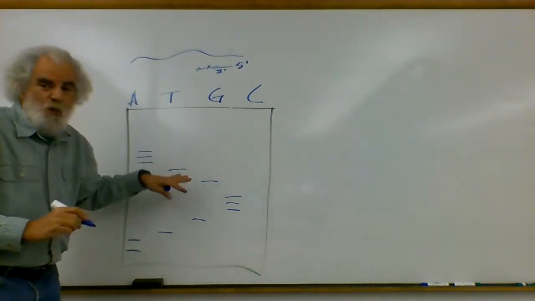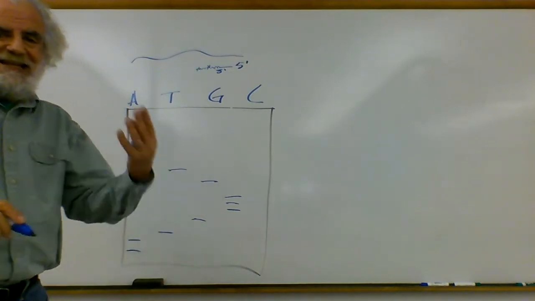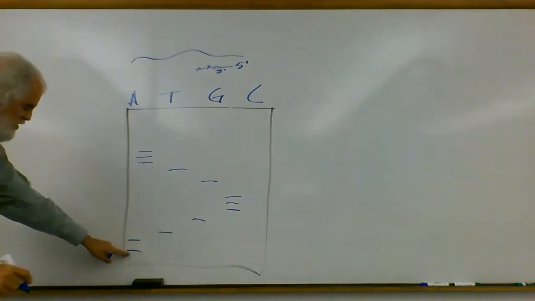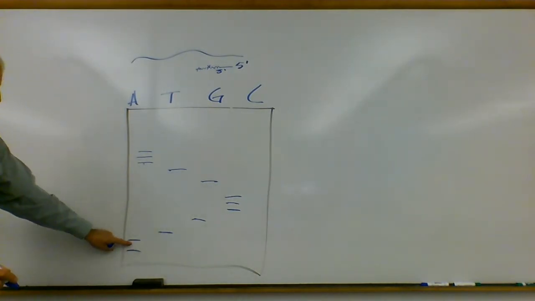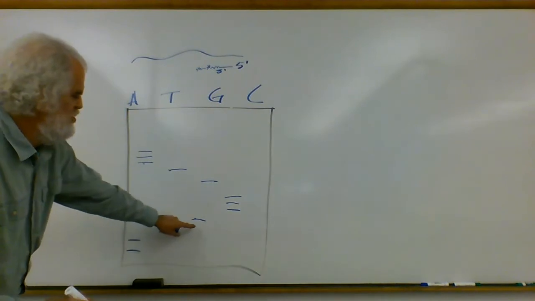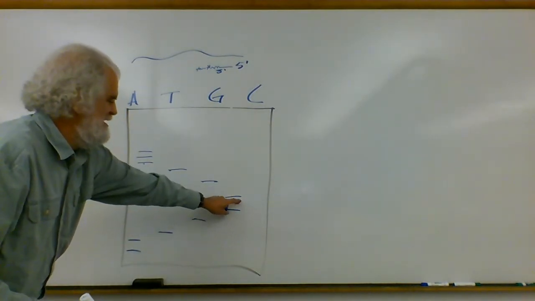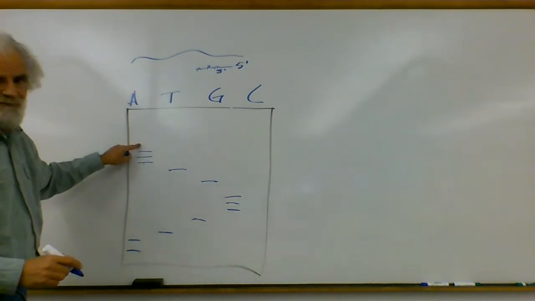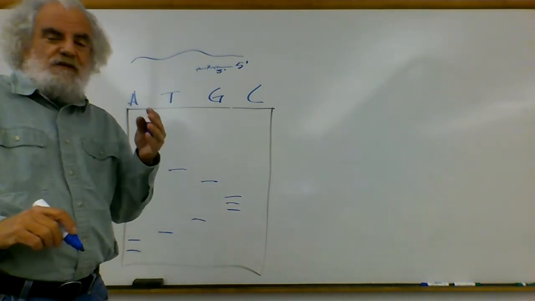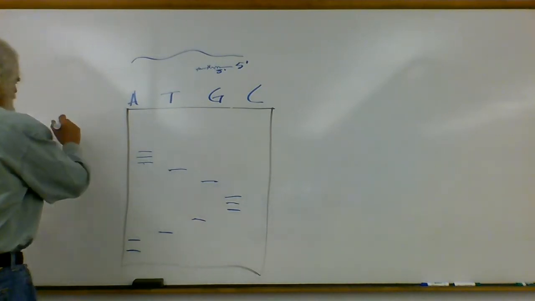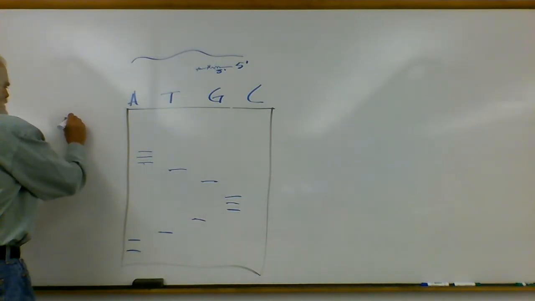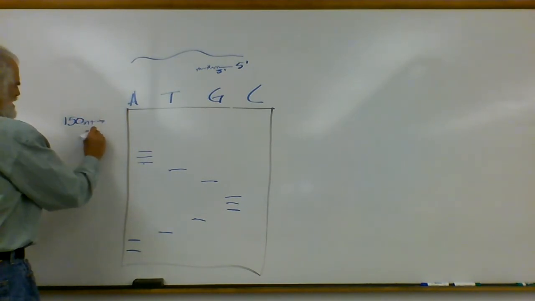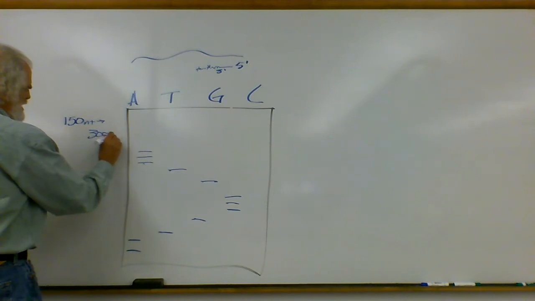And what you have here is a ladder, and you read it from the bottom up. And so the sequence here would be A, A, T, G, C, C, C, G, T, A. And if you're good, you might be able to get between 150 nucleotides, maybe 300 nucleotides.